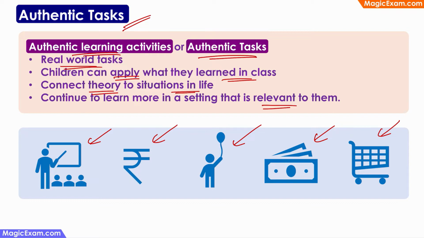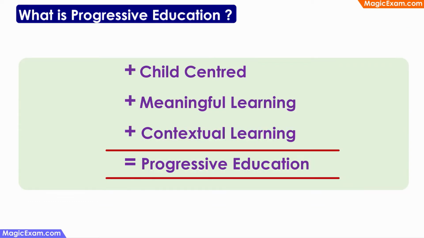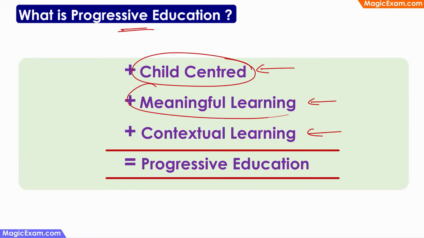Now that we understand what is a child-centric classroom or child-centric education, we have understood what is meaningful learning, and we have seen what is contextual learning. Now we can very easily answer the question, what is progressive education? Because progressive education is nothing but a combination of child-centric education, meaningful learning, and contextual learning.